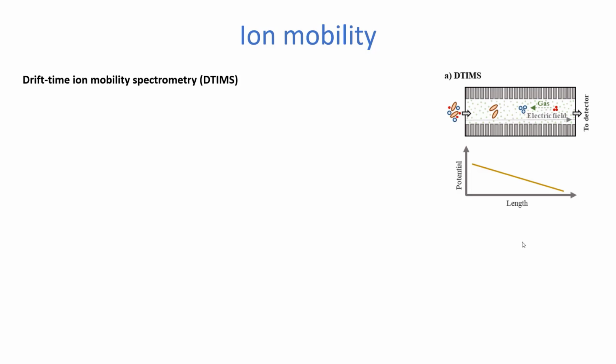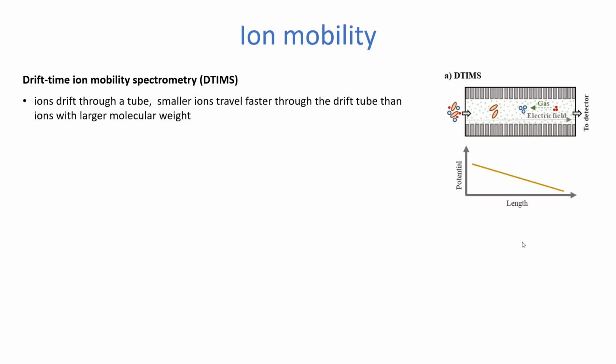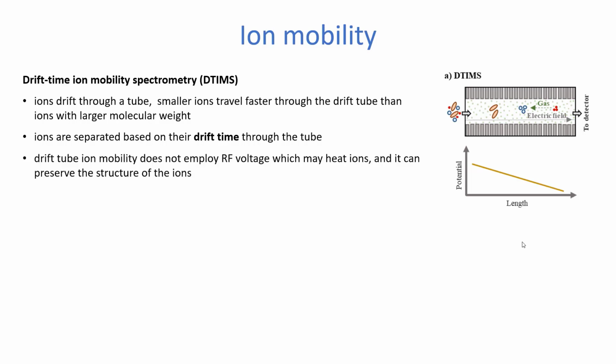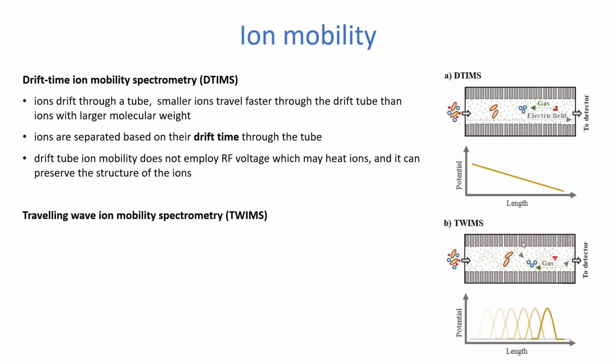Okay, so there are actually a few different types of ion mobility mass spectrometry. So there's drift time ion mobility mass spectrometry, where the ions drift through the tube and smaller ions will travel faster through the drift tube than ions with larger molecular weight. So this is what I just showed you. Ions get separated based on their drift time, and drift tube ion mobility does not employ radio frequency voltage, which can heat ions, and therefore it preserves the structure of the ions. It leaves everything about their conformations intact. Then there's another type of ion mobility called traveling wave ion mobility spectrometry.